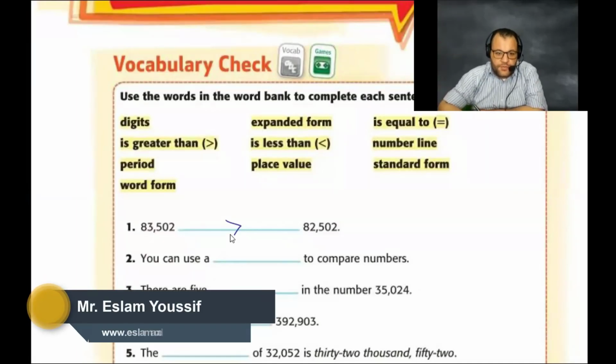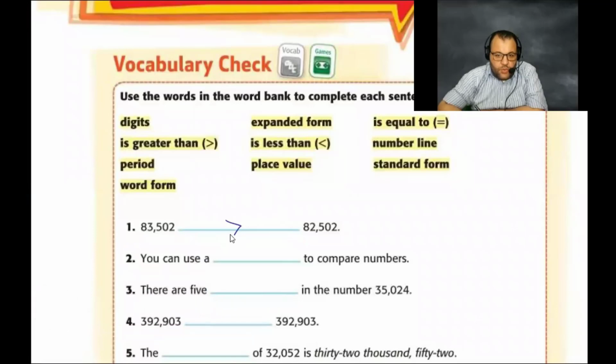No. What are the things that we can use to compare the numbers? Standard form? Sorry? Expanded form? Yes, expanded form? No, not the expanded form. Ryan, can you solve this one, please? Ryan, what can we use to compare numbers? Page 49. Yeah, I am on page 49. So what can we use to compare between numbers?